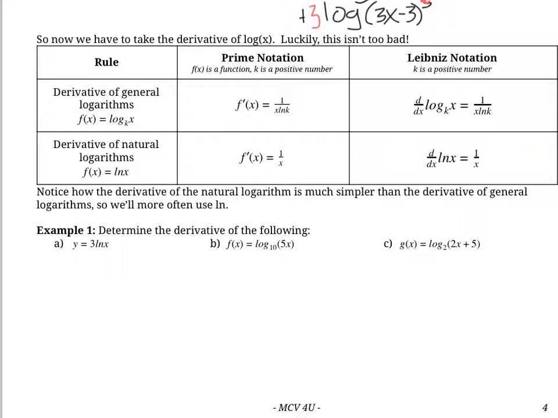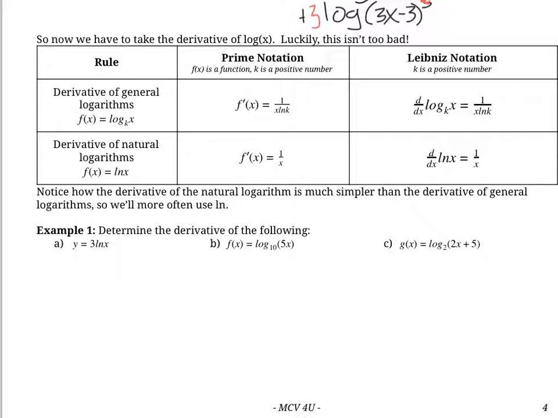Let's see how these derivatives work, starting with the natural logarithm. Remember, that's a logarithm with base e. The derivative of ln x is just 1 over x. Super, super simple. Isn't that crazy? A bit of a complicated function, and the derivative of it is super simple. And for a general logarithm, when the base is not e, it looks like 1 over x ln k, where k is the base.